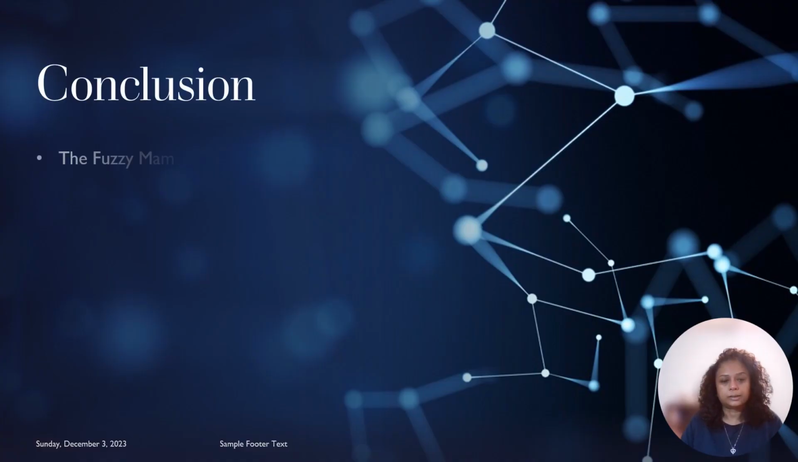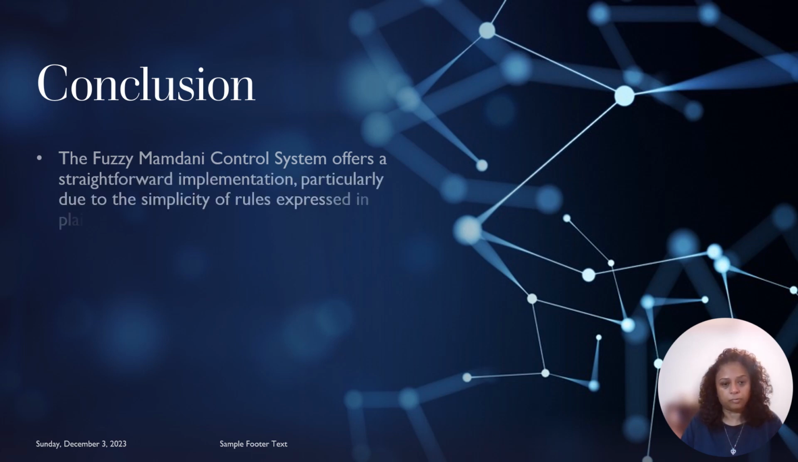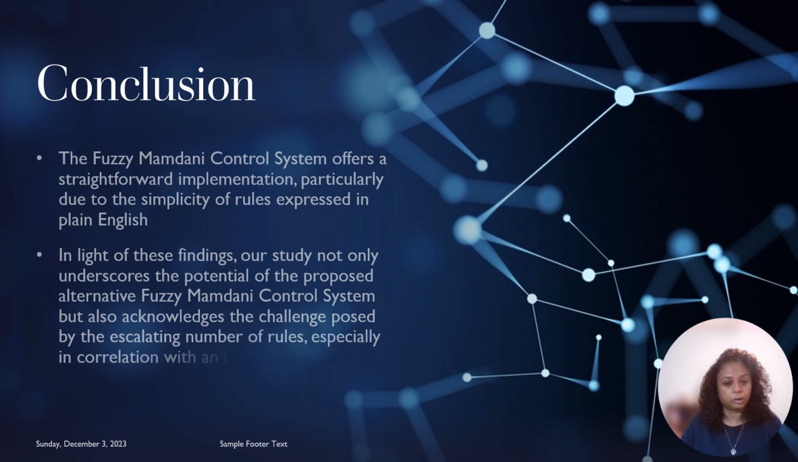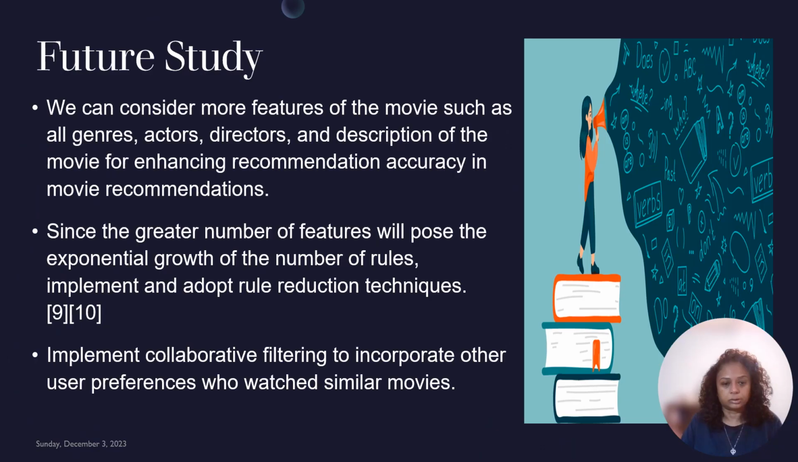So let's discuss the conclusion for the project. The fuzzy Mamdani control system offers a straightforward implementation, particularly due to the simplicity of rules expressed in plain English. In the light of these findings, our study not only underscores the potential of the proposed alternative fuzzy Mamdani control system, but also acknowledges the challenge posed by the escalating number of rules, especially in correlation with an increasing number of features.